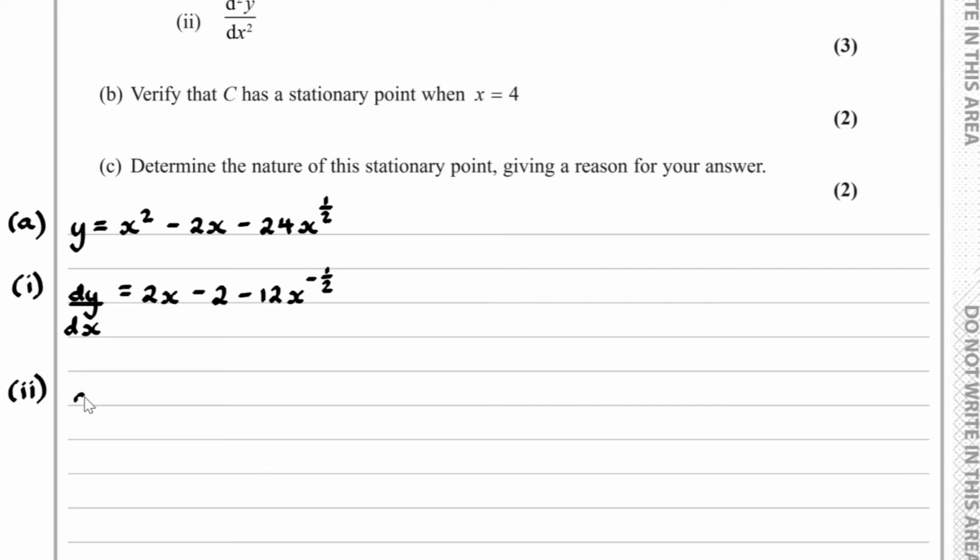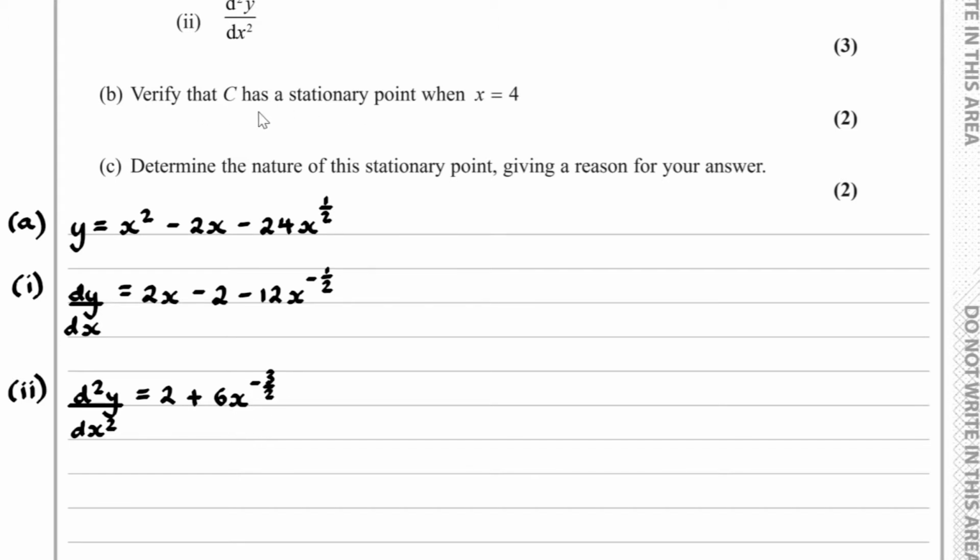Next part, finding the second derivative d squared y over dx squared. Differentiating 2x, we end up with 2. Differentiating negative 2, we end up with 0. And differentiating negative 12x to the negative 1/2, we end up with positive 6x to the power of negative 3 over 2.